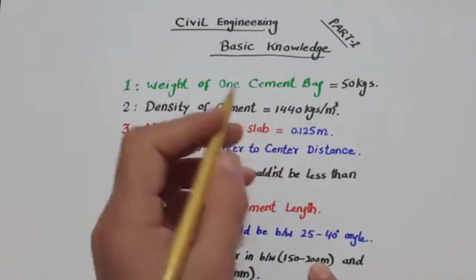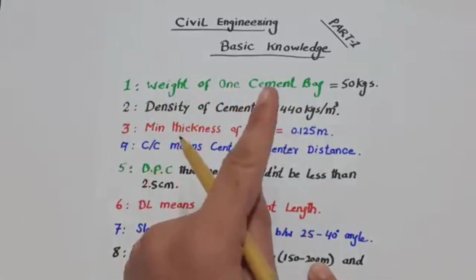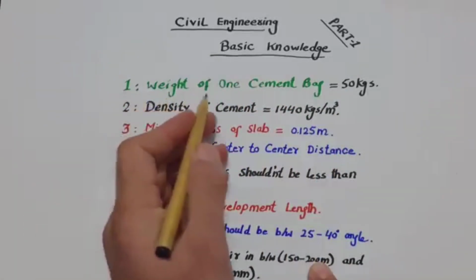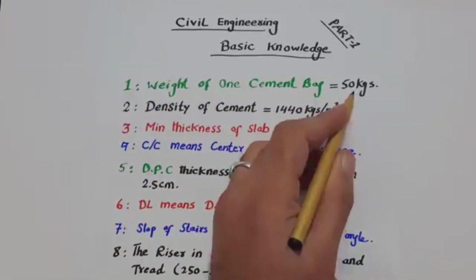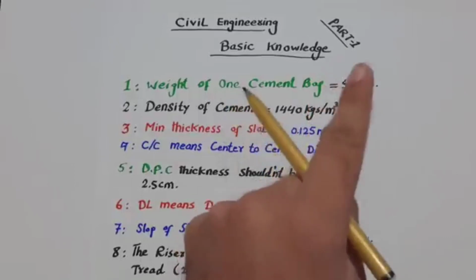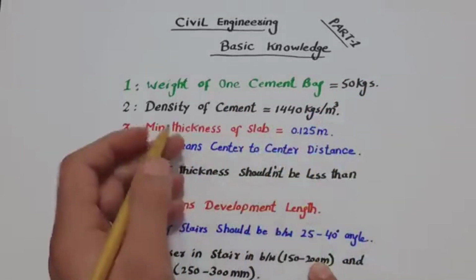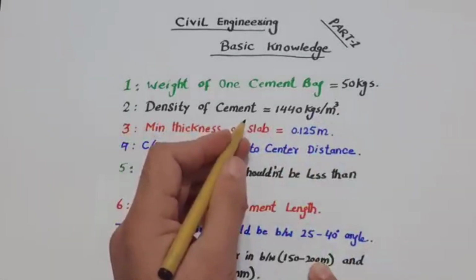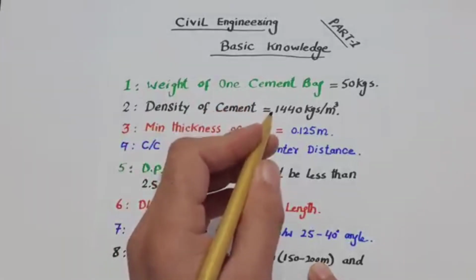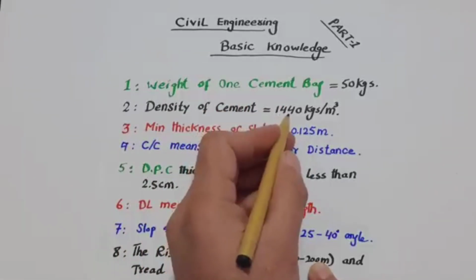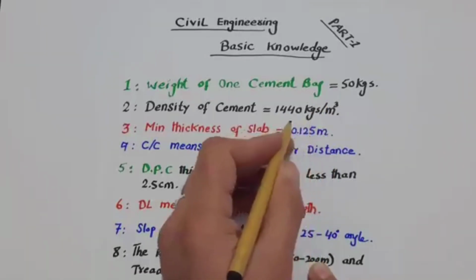Guys, the first one is you should know what is the weight of one bag cement. The weight of one cement bag is 50 kgs. Okay, the second one is, guys, density of cement. The density of cement in cubic meter is 1440 kgs per meter cube. This is density of cement.